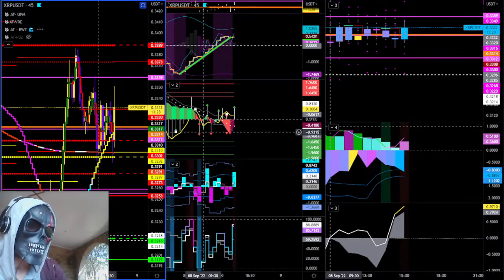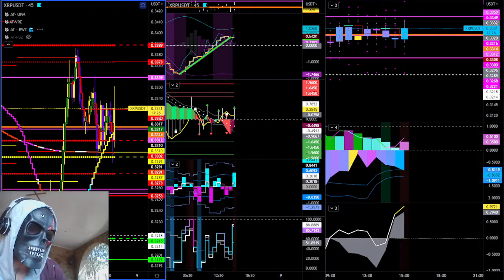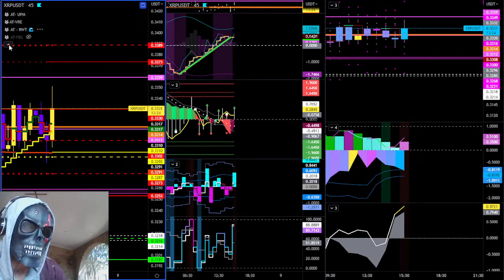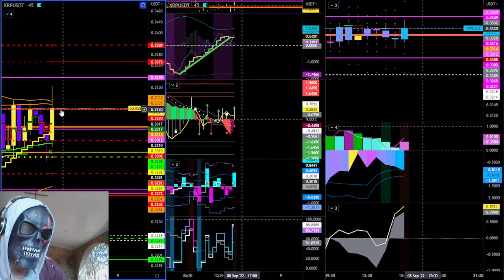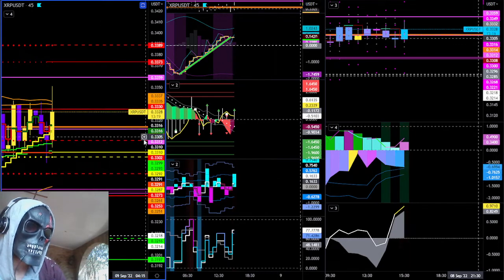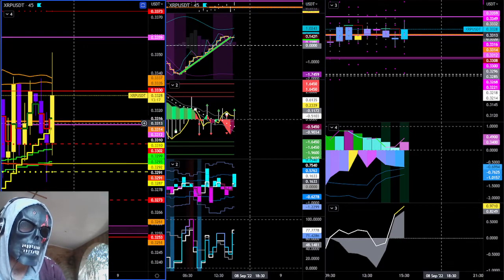Still looking for some more expansion to the upside, but this happened in the first 2 minutes of this candle. Turn that off. Reverse wave trend getting reversed down. We need to close above this orange line. Okay, close above that orange line.